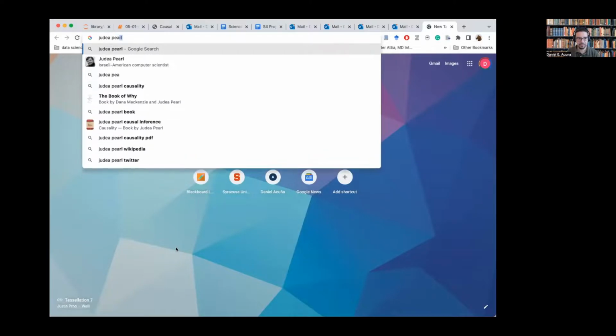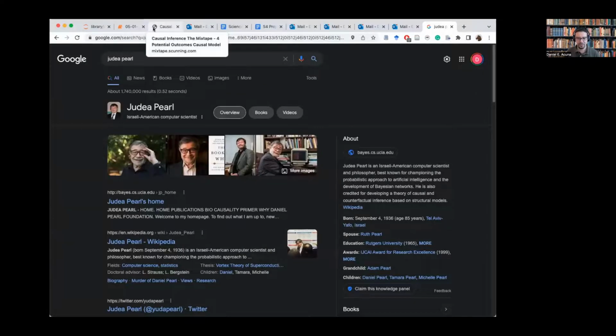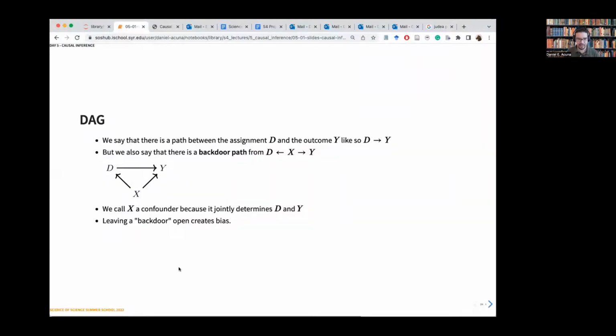Very, very vocal on Twitter all the time. It's very fun to read his tweets. So he's a researcher at UCLA, and he introduced this idea.